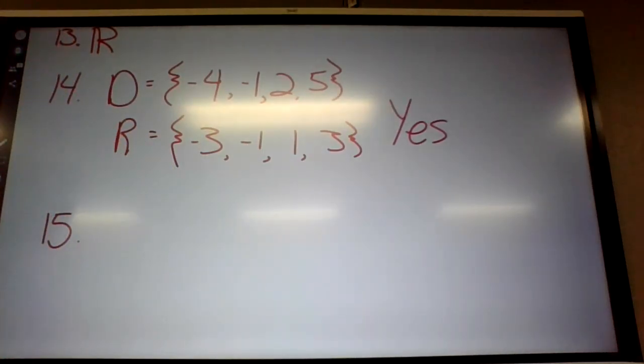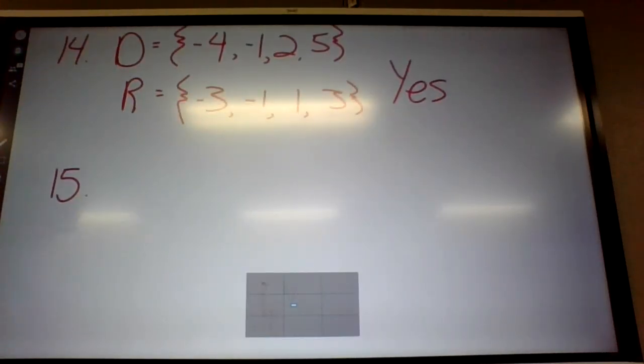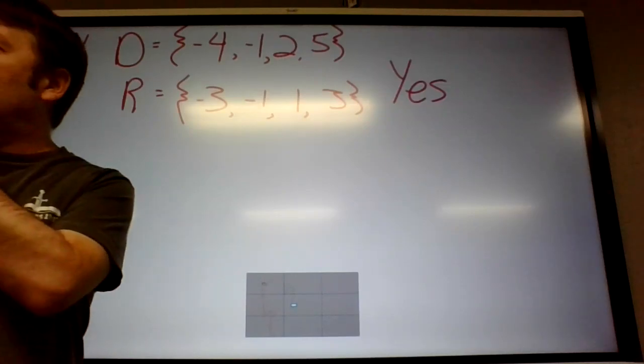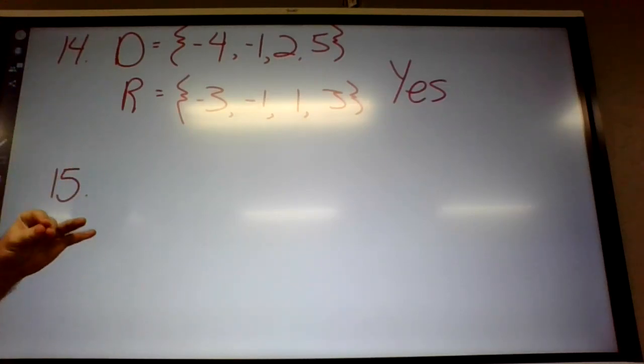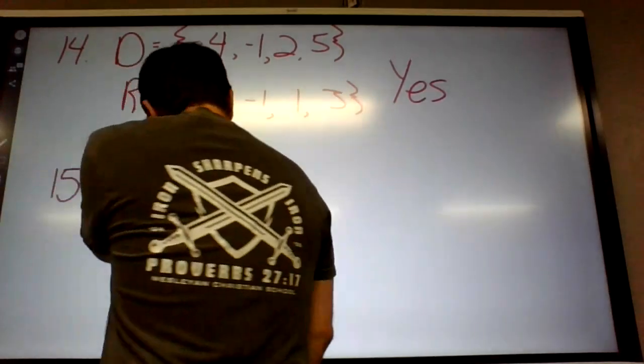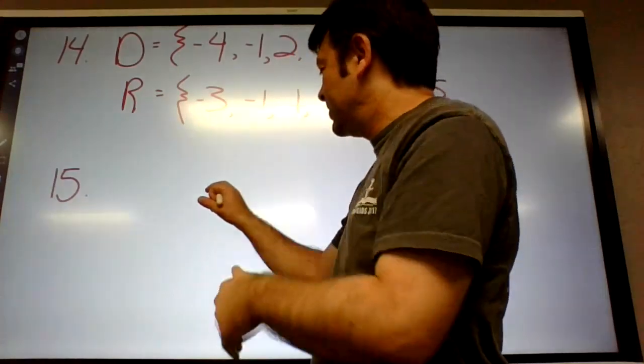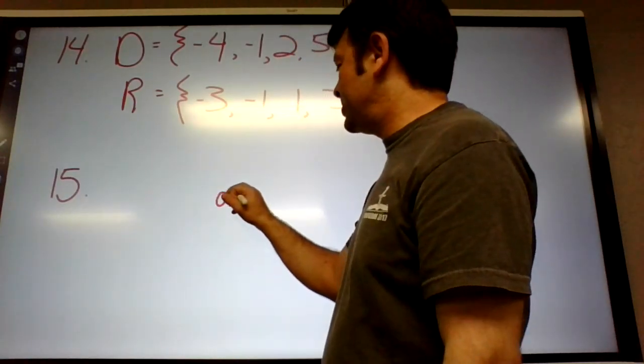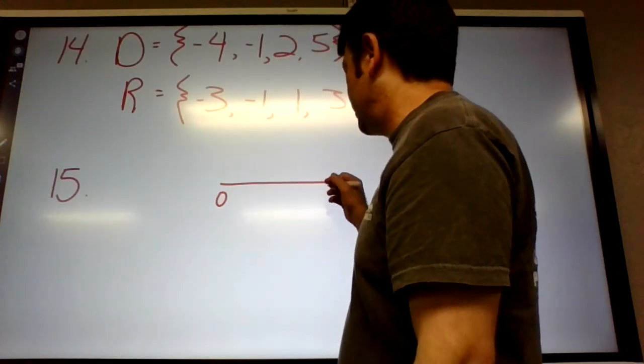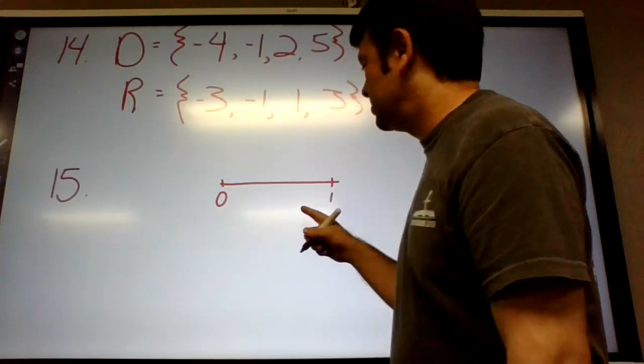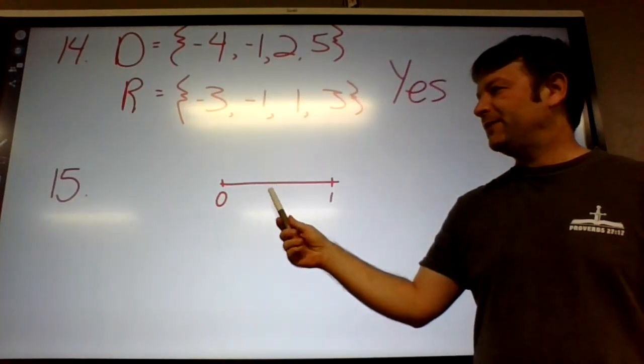Okay, so what's different about 15? It's not just a solid line. Yeah, it's not just a few points, it's a solid line. I think this is where we get in trouble. How many numbers are there between 0 and 1? Okay, the correct answer is infinite.